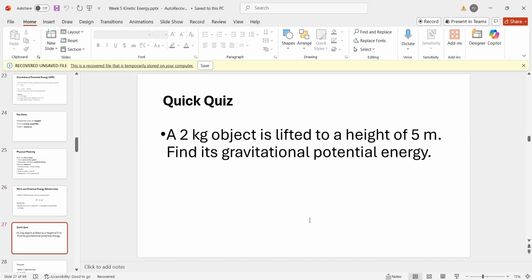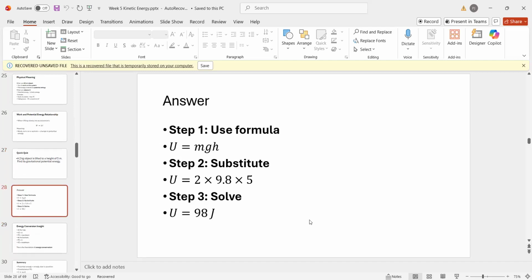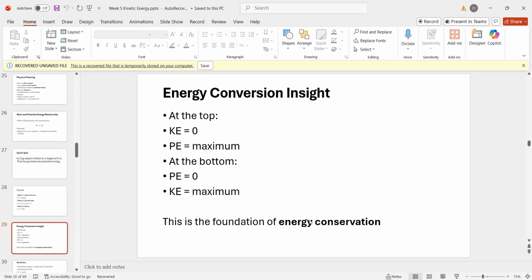So now let's look at this. A 2 kilogram object is lifted to a height of 5 meters. Find its gravitational potential energy. So you know your formula to be mass, acceleration due to gravity and height. So just compute it and then you get your answer. So when a body gets to the top, at that moment, there's no movement. The kinetic energy will be 0.